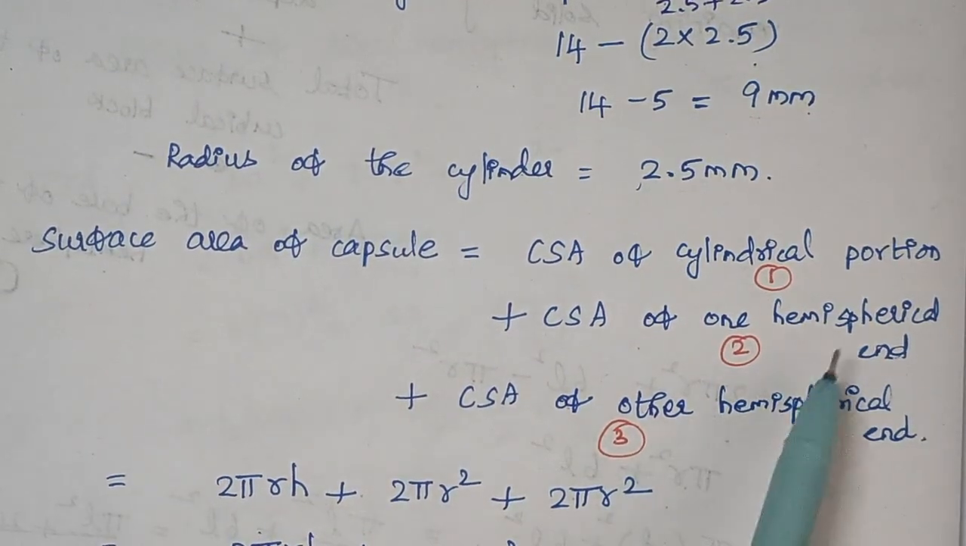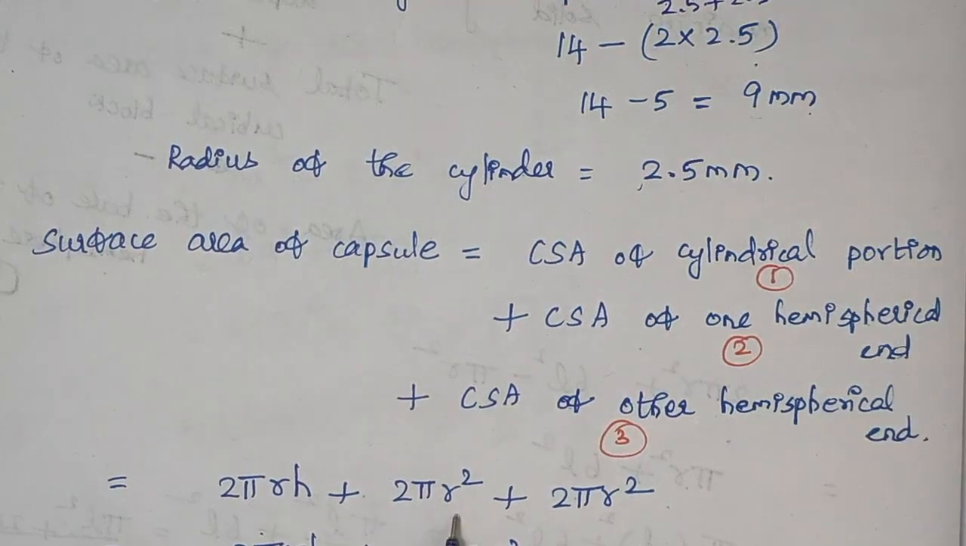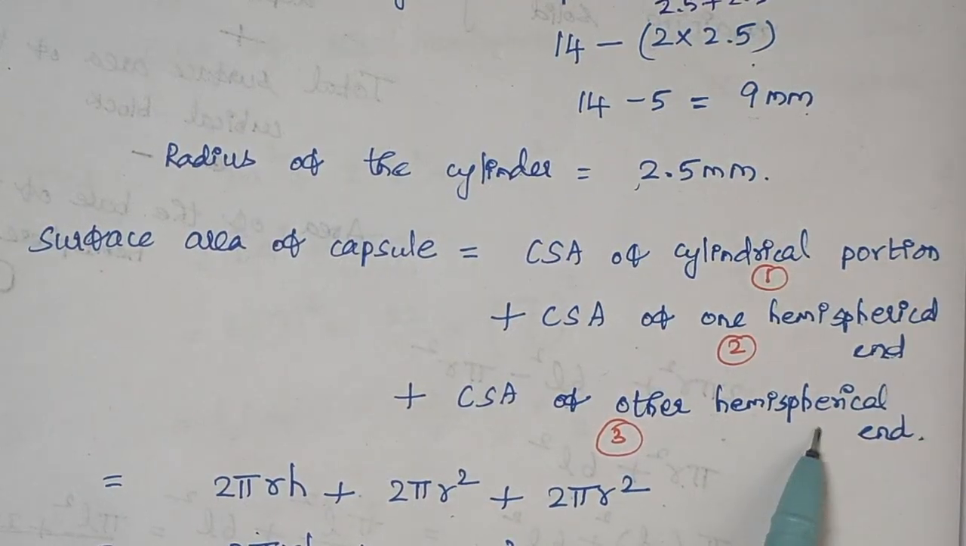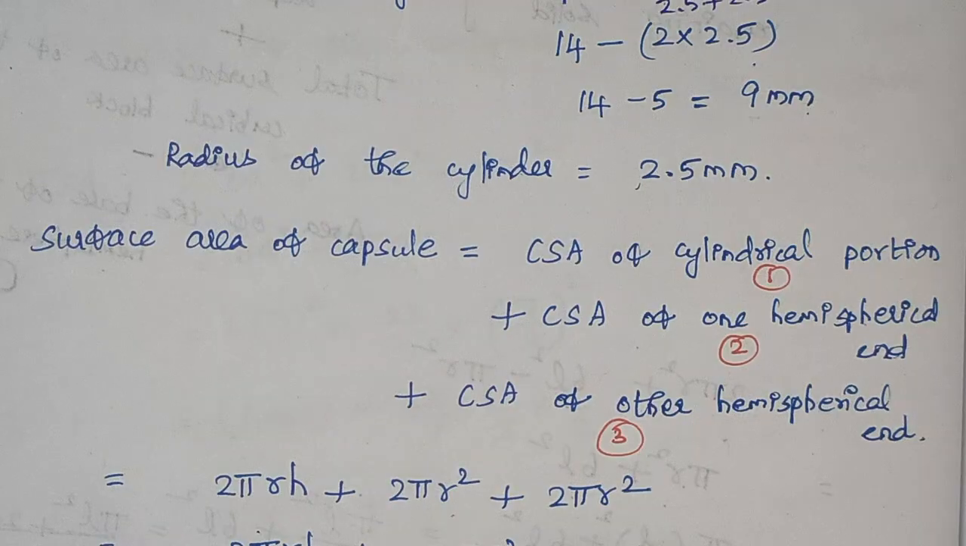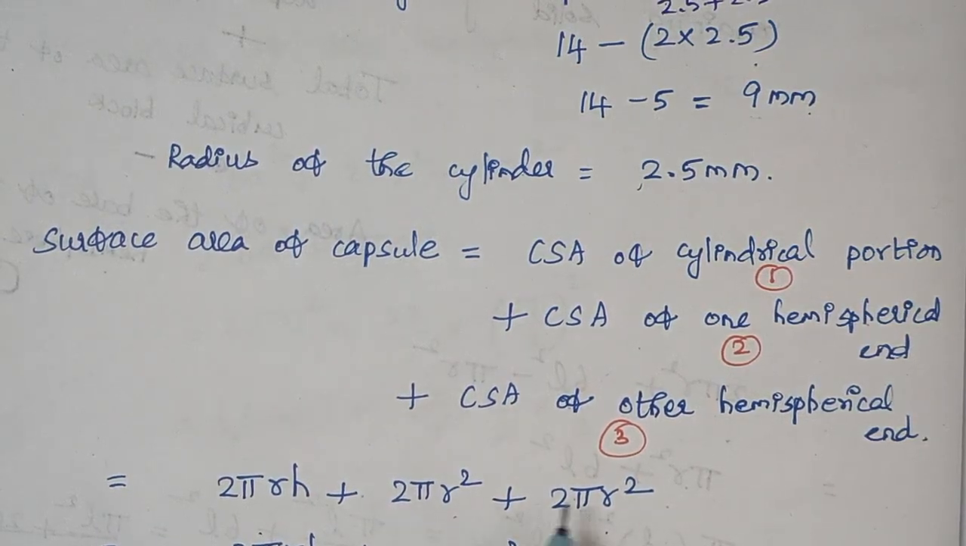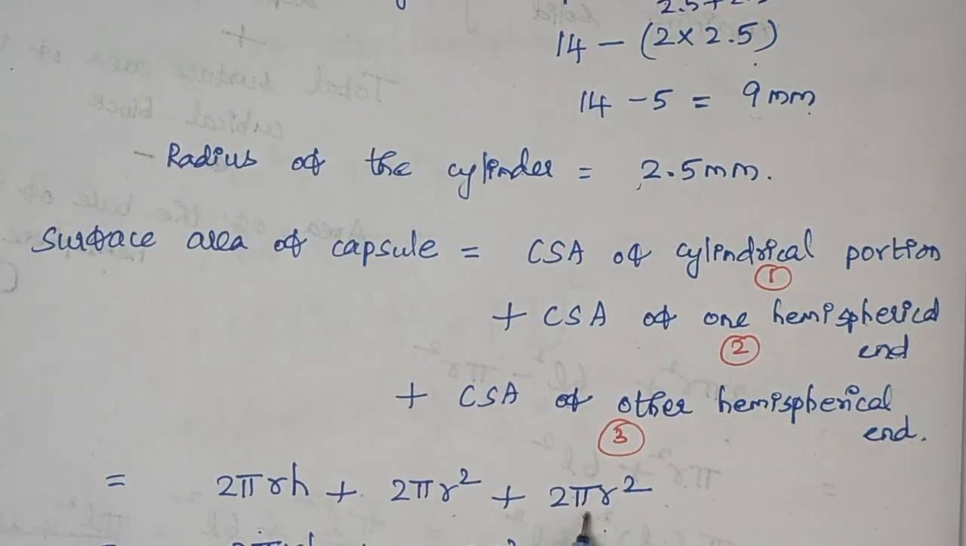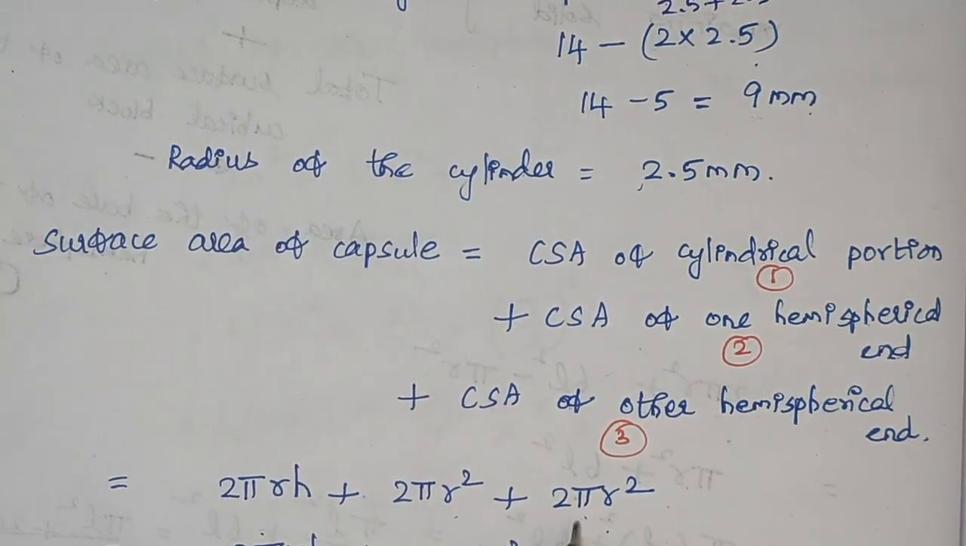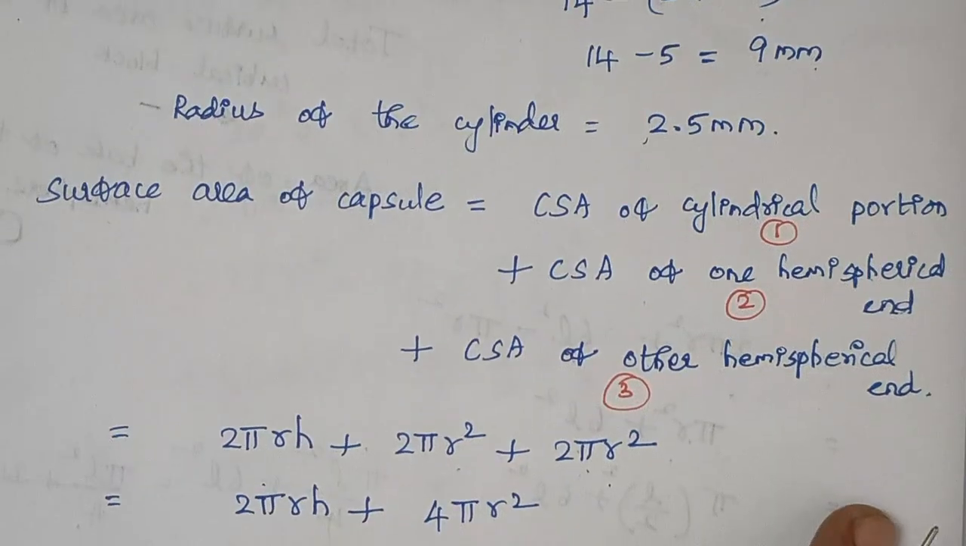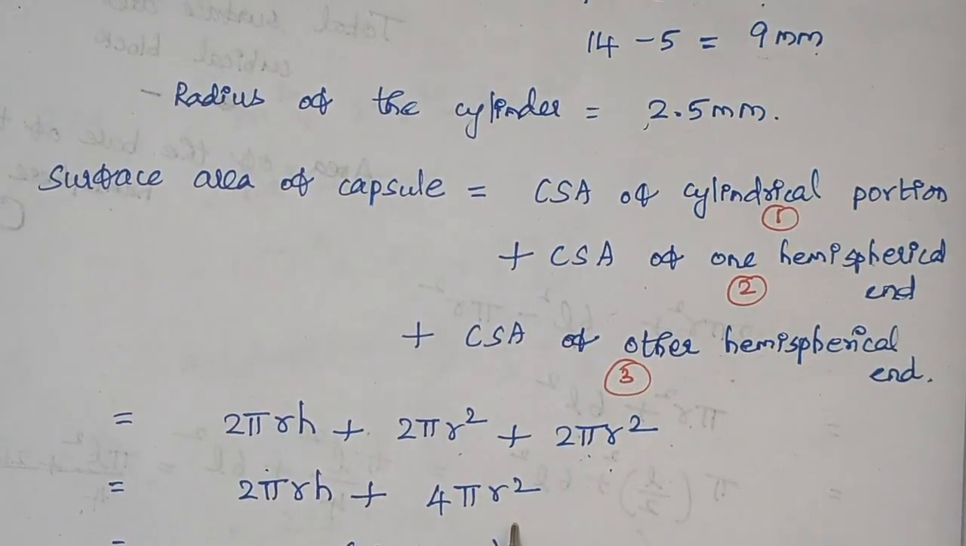And what is the formula for hemisphere? It is 2 pi r square, and we are having another hemisphere, right? So again 2 pi r square. Now when you add these two parameters, because they are the same, right? They are having pi r square, pi r square. So 2 plus 2 will make 4. Therefore 4 pi r square, right?